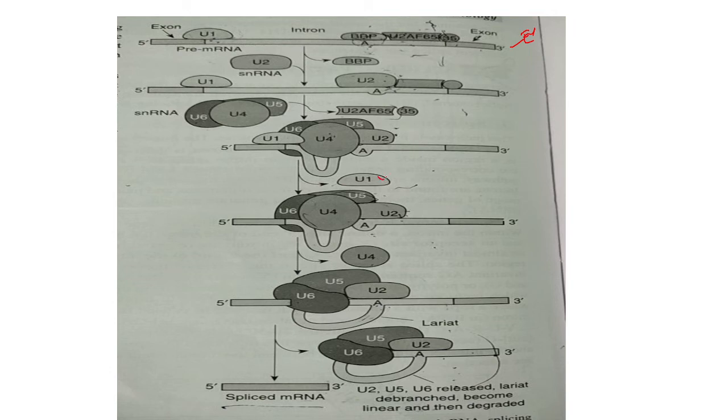You can see here in this diagram, the U1 is released, and together they form a structure. This is known as complex B. Okay, now what happens after this?